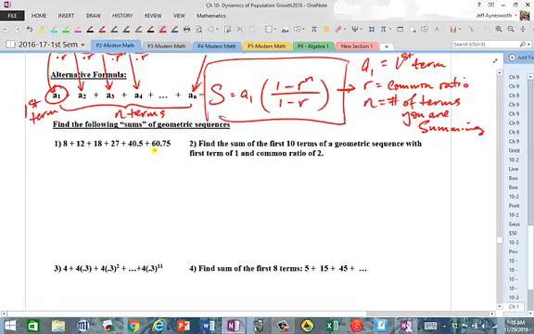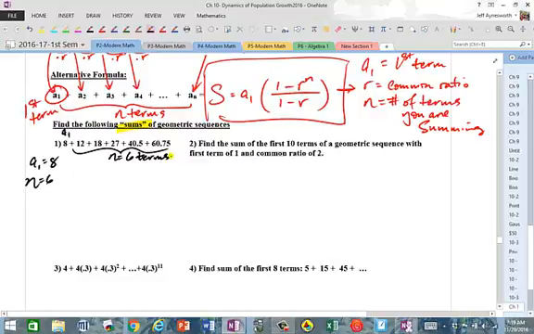We need to find the following sums. Notice that sums is the key word for geometric sequences. The first thing I know is that a1 is 8. That's simple. A1 equals 8. There are 1, 2, 3, 4, 5, 6 terms we're adding, so n equals 6.